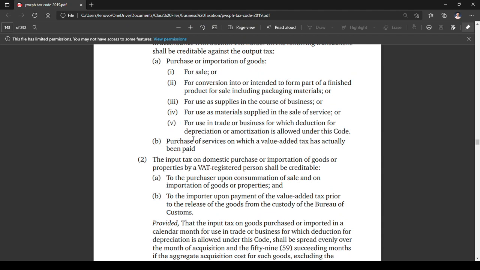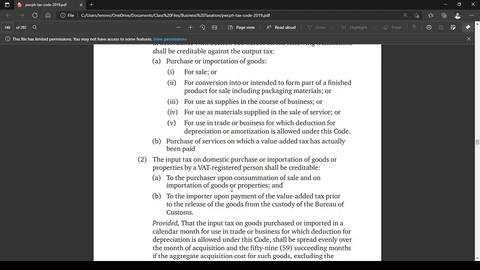The input tax on domestic purchase or importation of goods or properties by a value added tax registered person shall be creditable to the purchaser upon consumption of sale and on importation of goods or properties, and to the importer upon payment of the value added tax prior to the release of the goods from the custody of the Bureau of Customs. So this part here talks about on when we can avail or when we will be credited yung input tax.